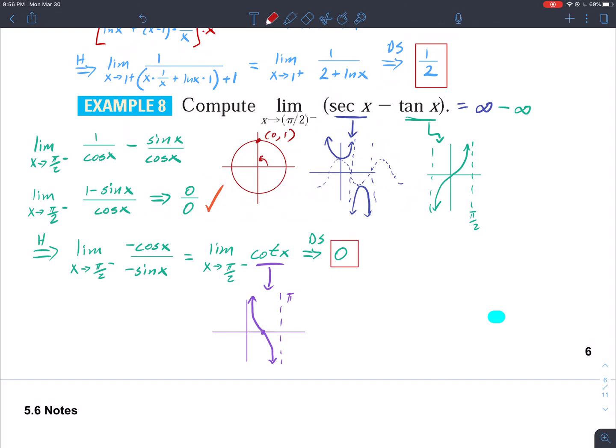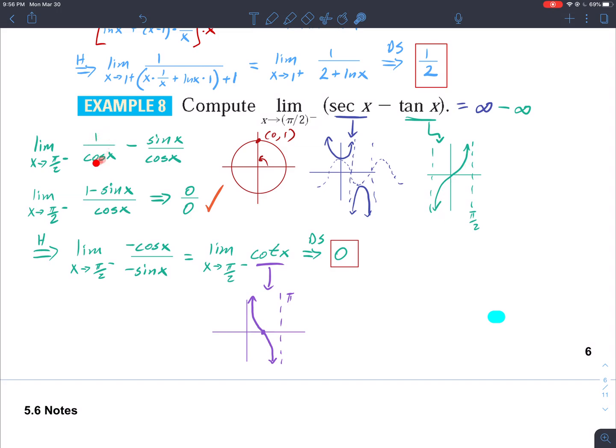Again, I did a lot of remember here, remember this. Remember, the graph of secant looks like this, and so we could figure out that secant was approaching infinity if x approaches pi over 2 from the right. Remember, the graph of tangent looks like this, and so tangent approaches infinity if x approaches pi over 2 from the left. I keep saying right, I meant to say left.